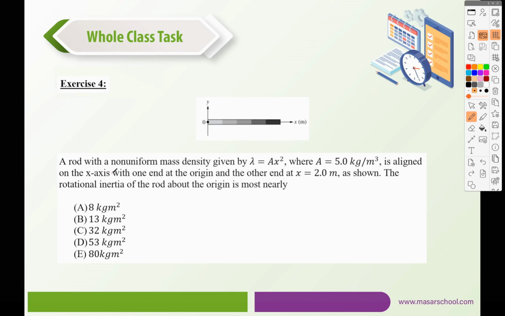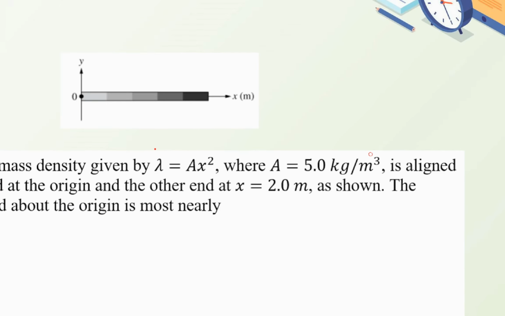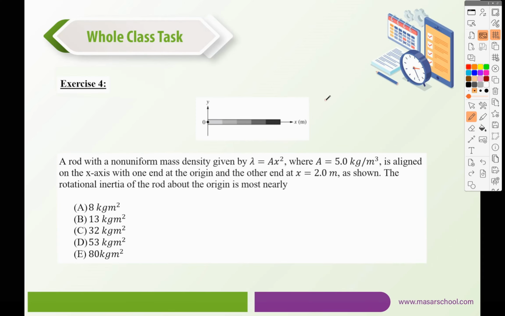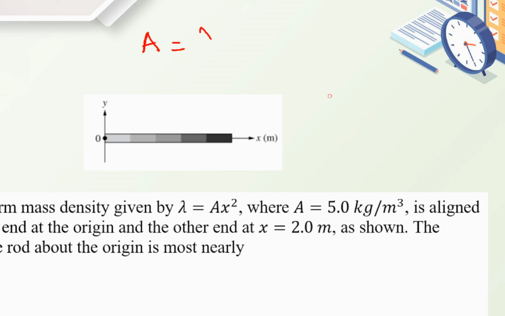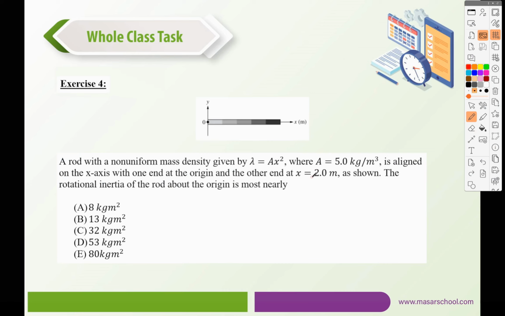Now, a rod with a non-uniform mass density given by lambda equals ax², where a is 5, is aligned on the x-axis with one end at the origin and the other end at x equals 2 meters. Now, lambda has the following unit: the linear mass density is given in kilograms per meter, and in order for a to agree dimensionally, a would be given by lambda divided by x², which is kilogram per meter squared, which means kilogram per meter cubed. So you should always be able to interpret the units perfectly.